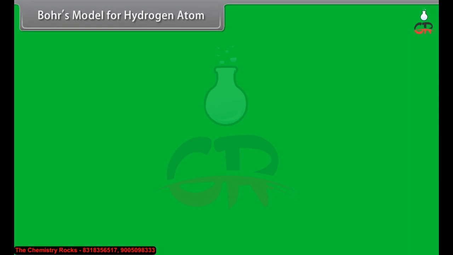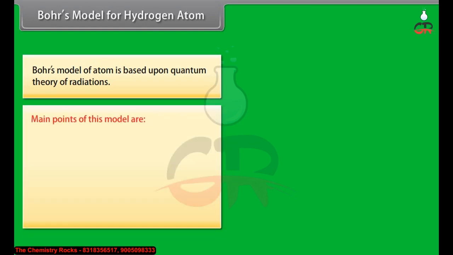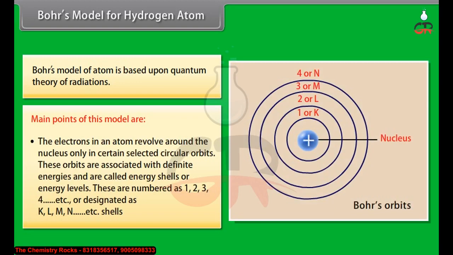Bohr's model for hydrogen atom. Bohr's model of atom is based upon quantum theory of radiations. Main points of this model are: the electrons in an atom revolve around the nucleus only in certain selected circular orbits. These orbits are associated with definite energies and are called energy shells or energy levels. These are numbered as 1, 2, 3, 4, etc. or designated as K, L, M, N, etc. shells.